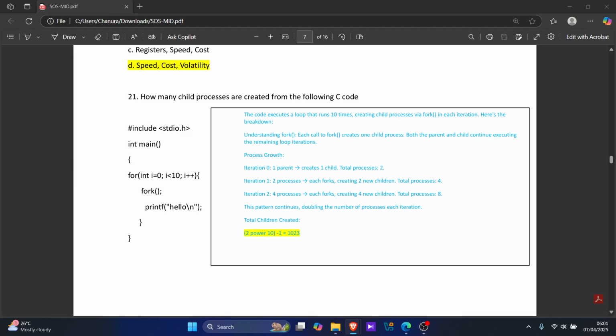In iteration 0, 1 process calls fork, giving one child. In iteration 1, 2 processes call fork, giving 2 children. In iteration 2, 4 processes call fork, giving 4 children. In iteration 9, 2^9 processes call fork, giving 2^9 children. Total forks equals the sum from i=0 to 9 of 2^i, which equals 2^10 - 1, which equals 1023. Yes, that's correct. So the answer is 1023.